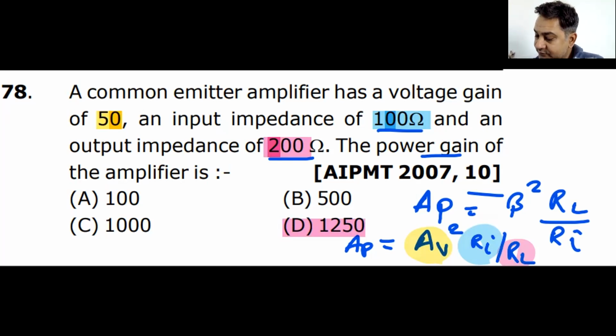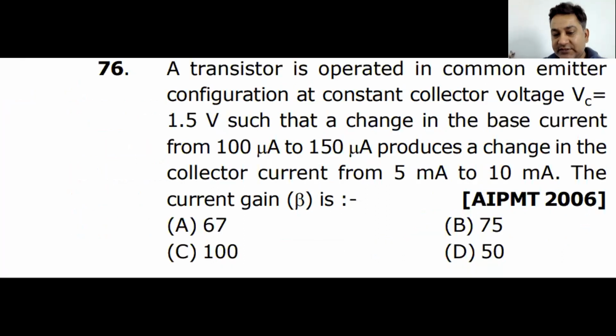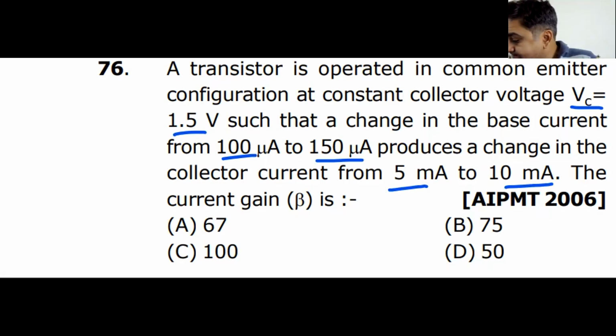Again, a simple question based on a simple formula, and this one comes to your screen now. A transistor is operated in common emitter configuration at constant collector voltage. It's always constant collector voltage, so that a change in base current from 100 to 150 produces a change in emitter current from 5 milliamps to 10 milliamps. What is the value of the current gain? Will you do this for me?